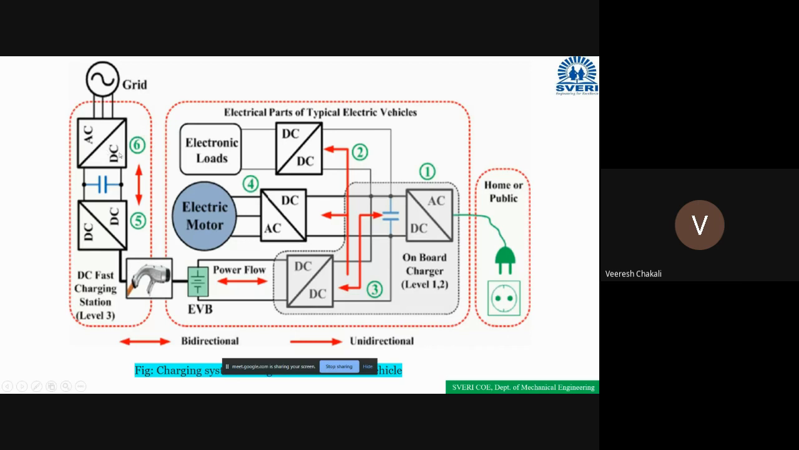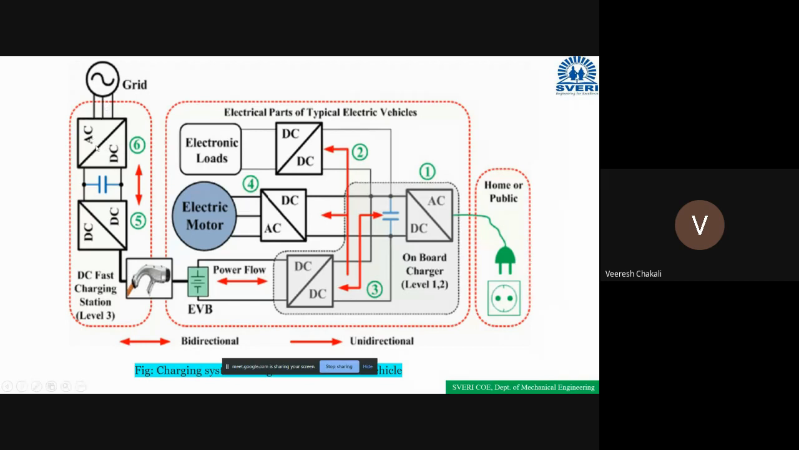Okay, these offboard chargers are operated at high voltage levels. These offboard chargers are directly connected to the grid, like charging stations. So this is also two-stage energy conversion. This offboard charger is also designed with the help of two-stage energy conversion. So from the grid also we are getting the AC.